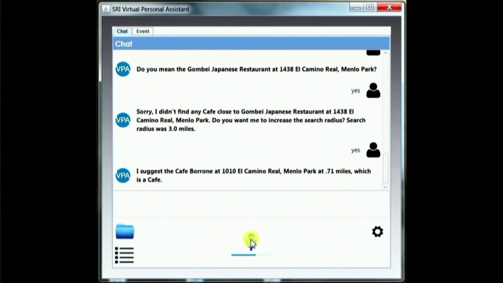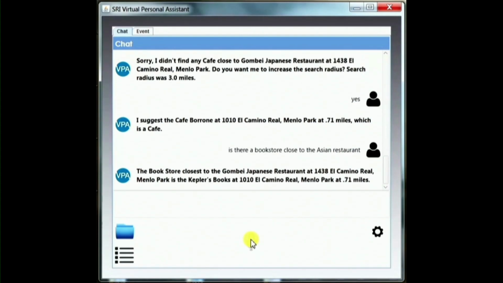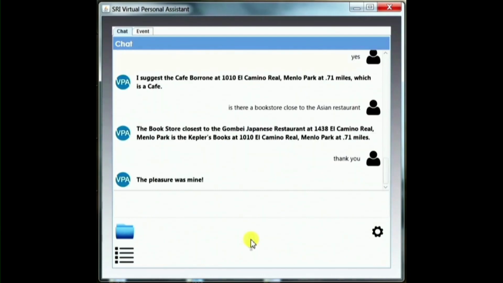Is there a bookstore close to the Asian restaurant? The bookstore closest to the Gombe Japanese Restaurant at 1438 El Camino Real, Menlo Park is the Thank you. The pleasure was mine.